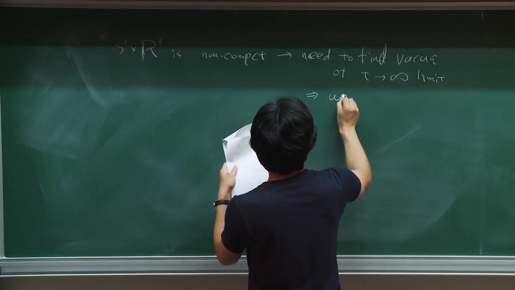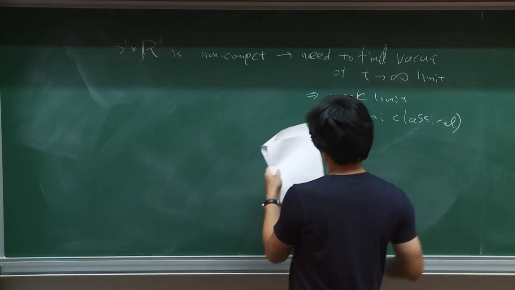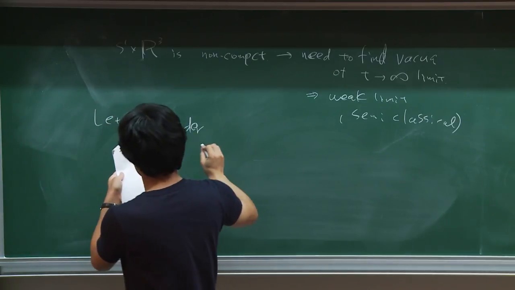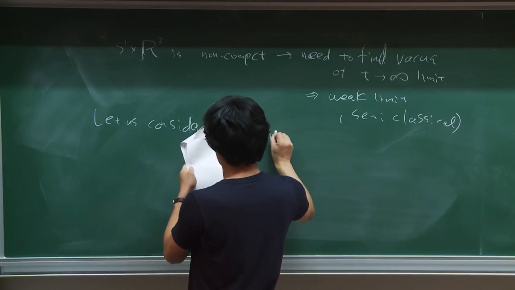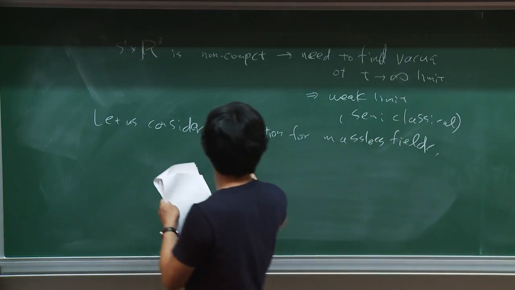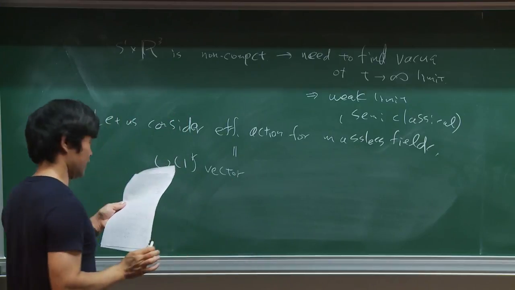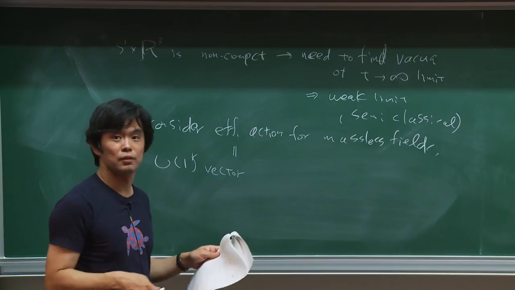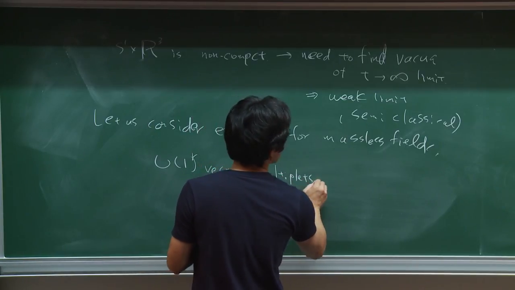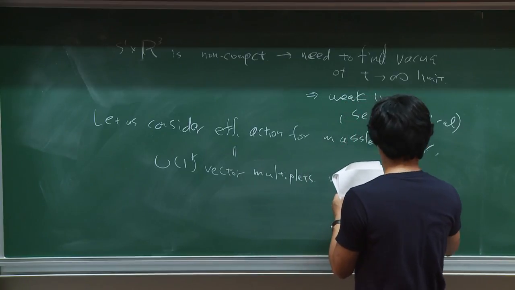Okay, but the computation is in a weak limit. I mean semi-classical. Okay, so then let's consider the effective action for massless fields. Here, it becomes just a U1 vector multiplet. So this is free. Free means there is only the adjoint matter, so there is no coupling. This is because of this Wilson line, and actually with zero Kaluza-Klein momentum.